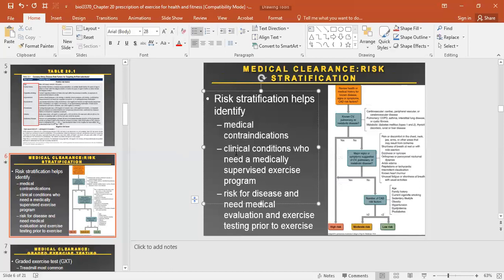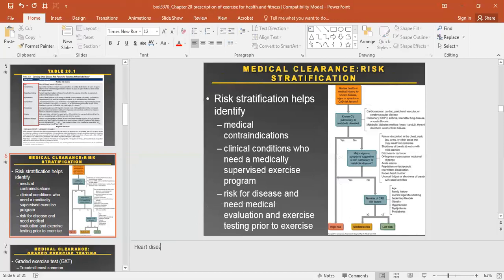Again, clinical conditions that need medical supervision, think heart disease, very, very high blood pressure, diabetes. These individuals are at risk for cardiac events during exercise. And typically, if an individual has heart disease, they are more at risk while they're exercising to have an event. So someone who has, say, heart disease, when they're resting, typically won't have complications. But when they start exercising, that's when we typically see complications manifest.